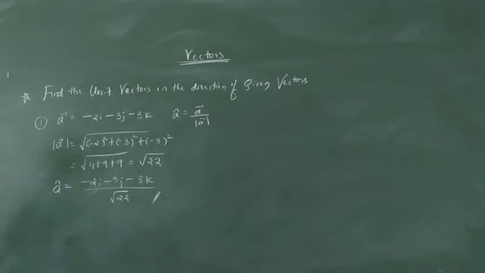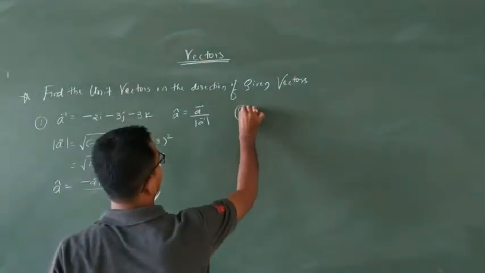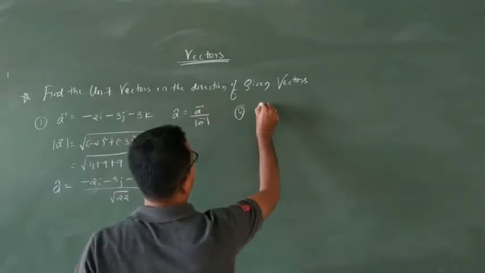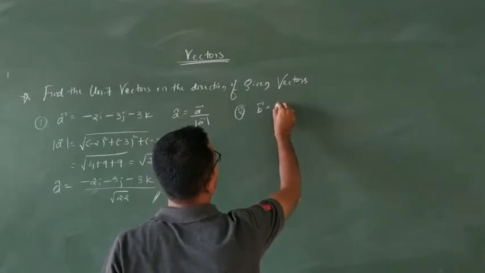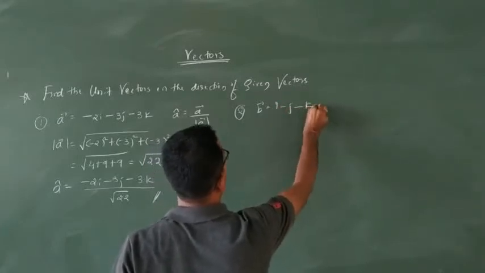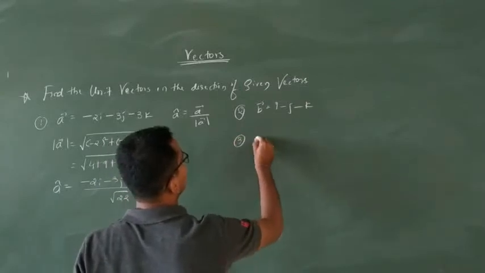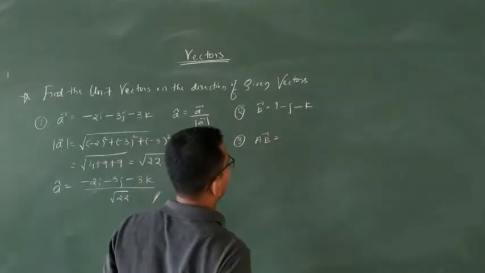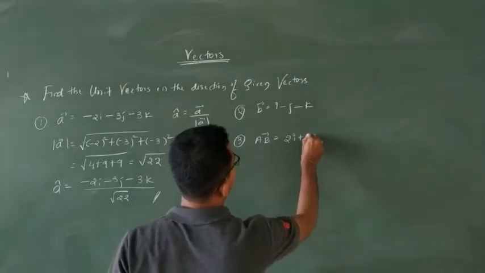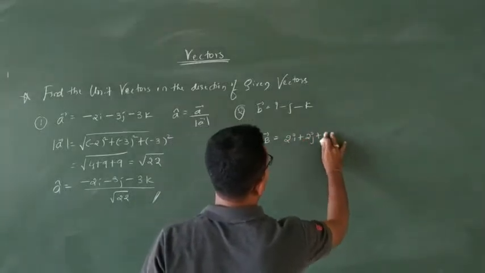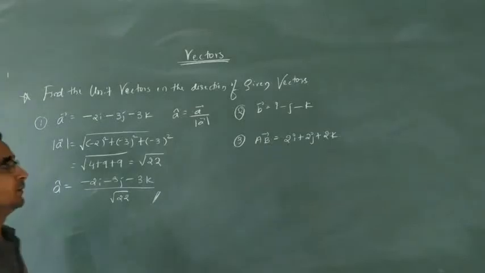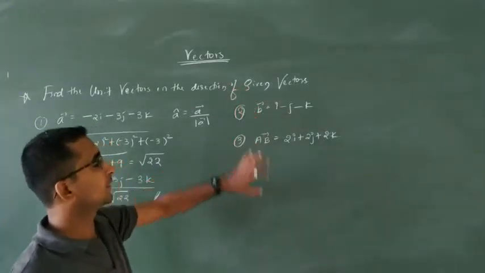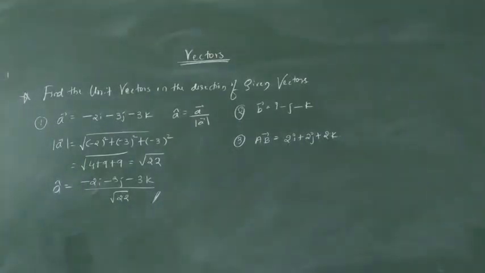For the second one and the third one, I am going to give it as homework. Vector B is equal to i minus j minus k, and the third one, vector AB is equal to 2i plus 2j plus 2k. So these are the two homeworks. You have to find out the unit vector in the direction of vector B and the unit vector in the direction of vector AB.